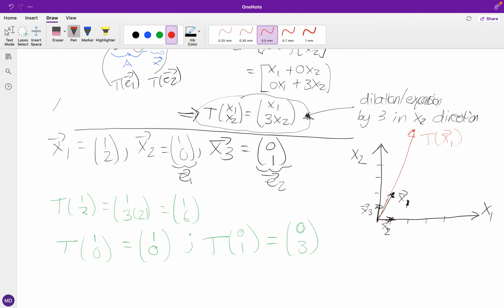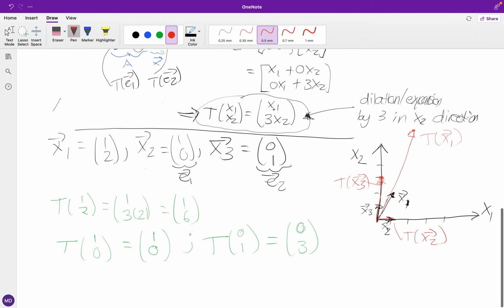Now let's look at our transformed 1, 0 vector. So we start at 1, 0, and we end at 1, 0. So this is our t of x2. And if we look at t of 0, 1, we get 0, 3. So we end up right here. And so as you can see, in this case, only the x2 coordinate is changing. So this is basically what the stretch looks like.